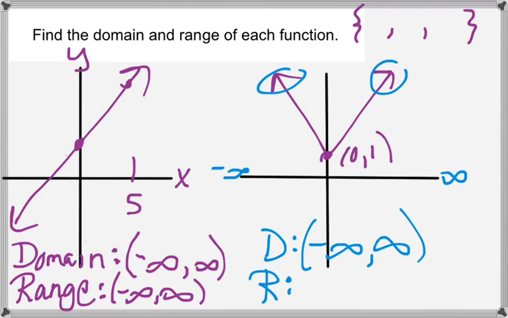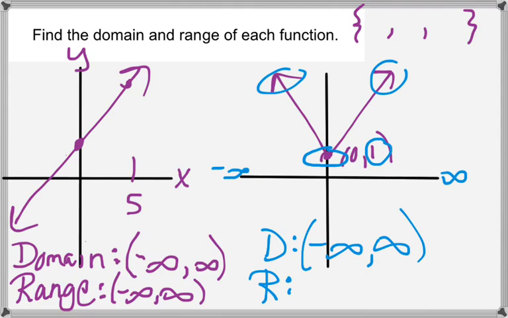If we look at the range, the y values this time, we actually have a lowest y value on the graph. The lowest y value occurs right here. The graph doesn't go any farther down than that point, and that point was labeled 0, 1, so it has a y value of 1. So in other words, 1 is the lowest y value on this graph. We don't see a point, for example, with a y value of 0. We don't see any points that have negative y values. The lowest it goes is 1.